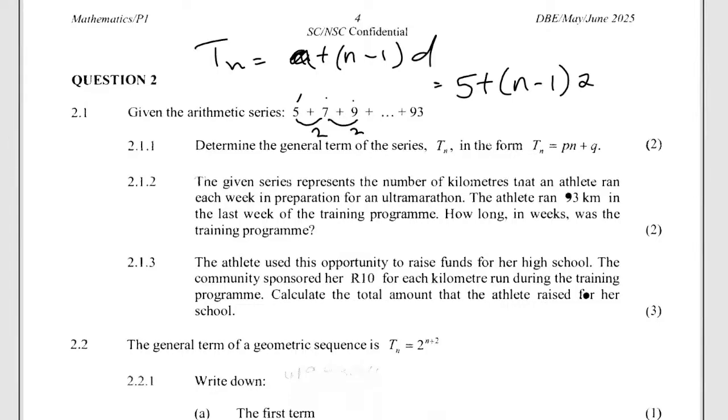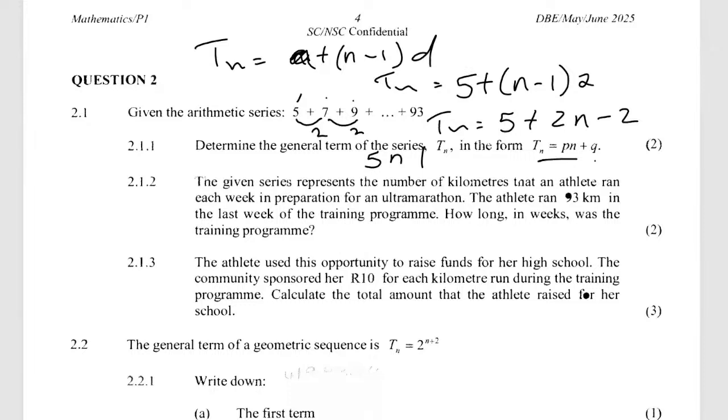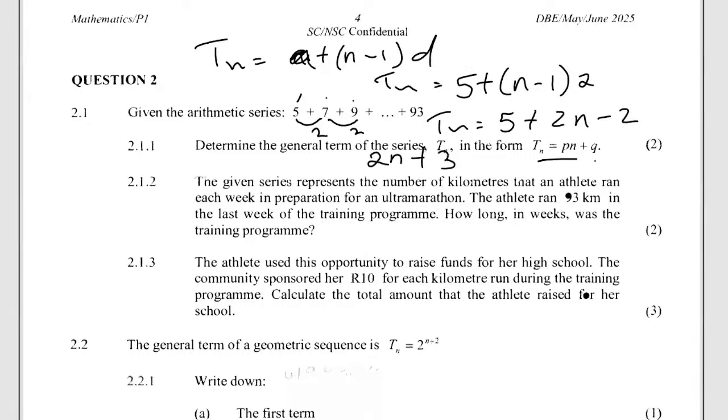Then we open this and simplify it because they want it in this format. So that's going to be 5 plus 2n minus 2. Is that correct? Yes. And then we simplify that, meaning that our Tn is 2n plus 3. Okay, so that is what the question is asking for.